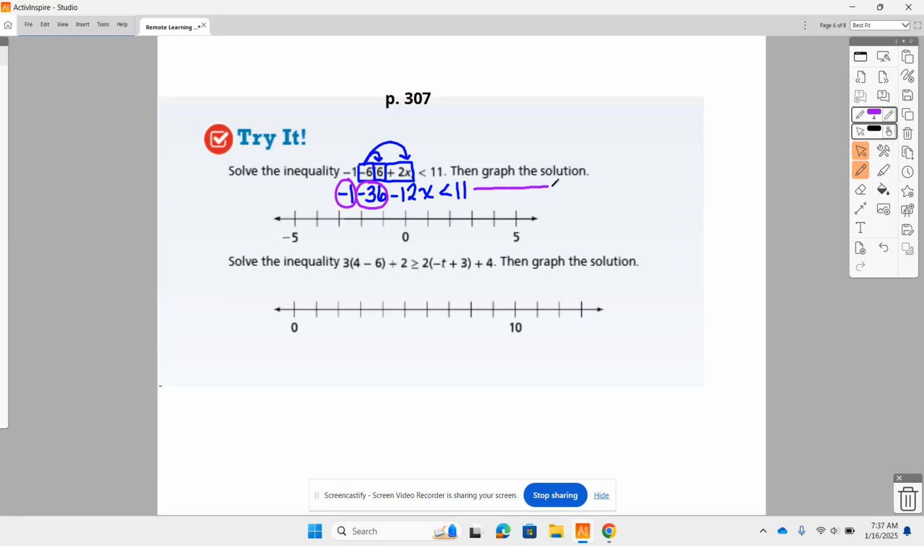Let me bring it out this direction, that way you've got some more room. So negative 37 minus 12x is less than 11. From there, you should be doing your inverse operations. I'm going to let you take it from there. Think about what you would do to solve and whether you might need to use the flip rule. Remember, we flip anytime we divide both sides by a negative.